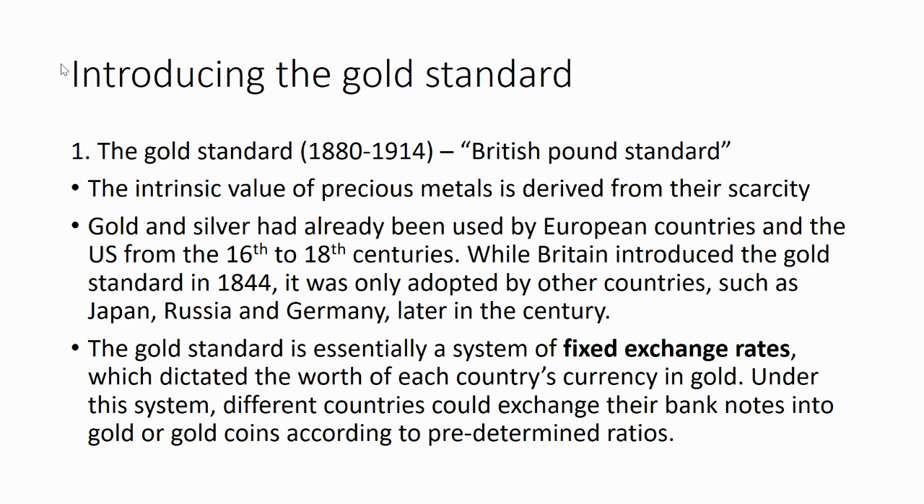And so in the 18th century, the British only used gold, right? And formally, they introduced the gold standard in 1844. Later on in the century, other countries like Japan, Russia, and Germany joined in as well and agreed to the gold standard. The gold standard is essentially a system of fixed exchange rates in which each country's currency was given a particular value in gold, right?